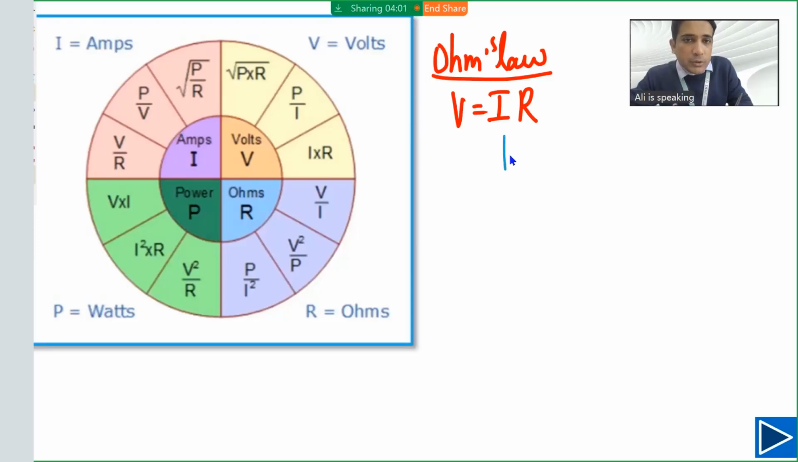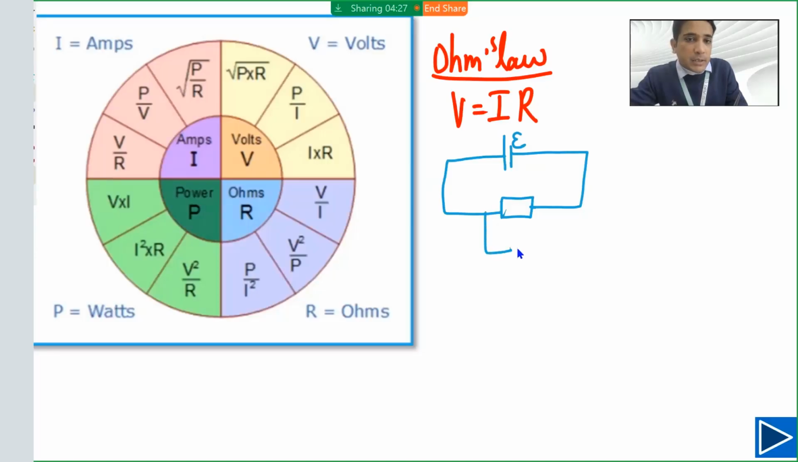First thing about Ohm's law you need to understand is that imagine that we have one cell and there is one resistor that is connected in series with this battery. So this is the resistor. Let's say the EMF of this power supply, you can imagine this is a cell, is E.